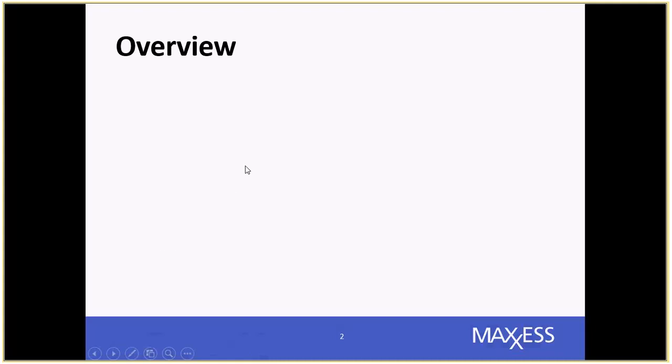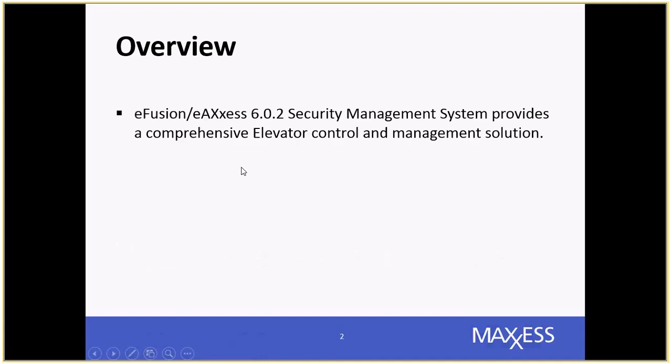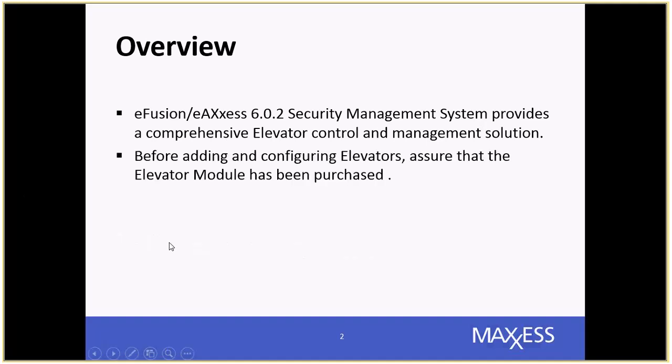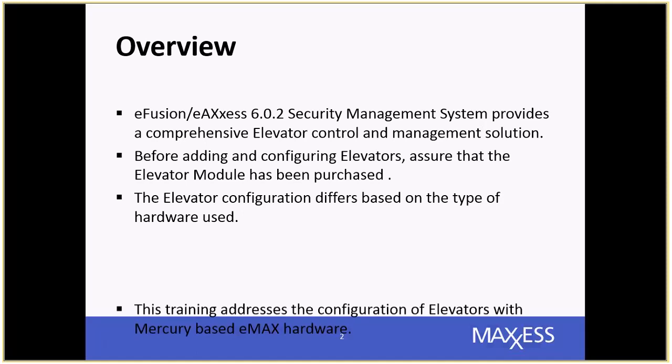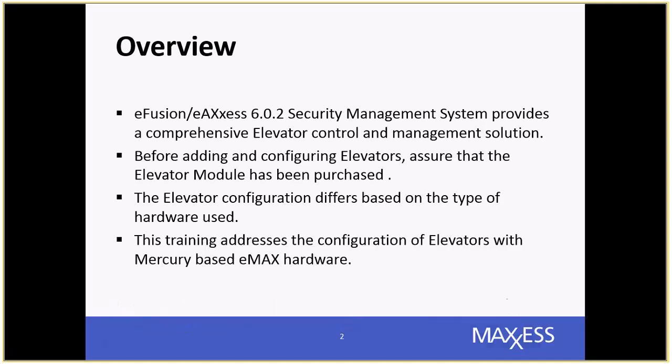As an overview, the eFusion eAXxess version 6.02 Security Management Systems provides a comprehensive elevator control and management solution. Before adding and configuring elevators, assure that the elevator module has been purchased. The elevator configuration differs based on the type of hardware used. This training addresses the configuration of elevators with the Mercury-based hardware.